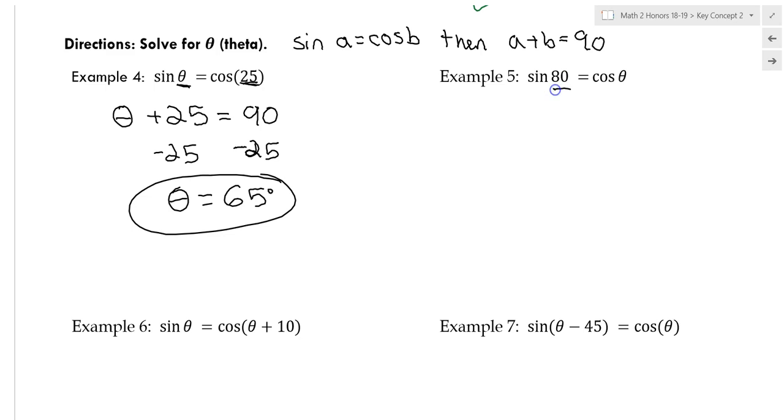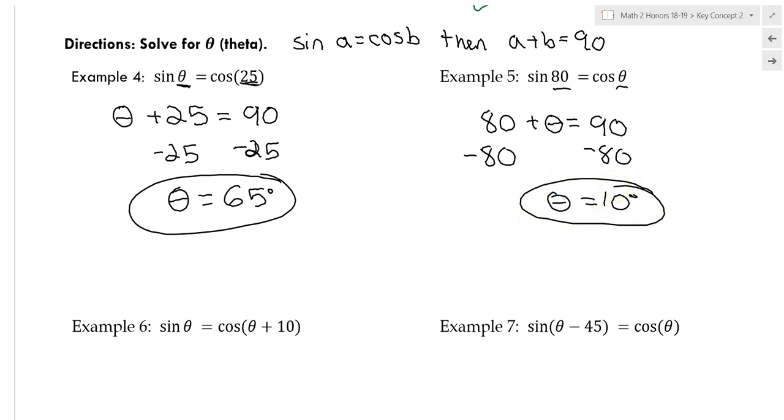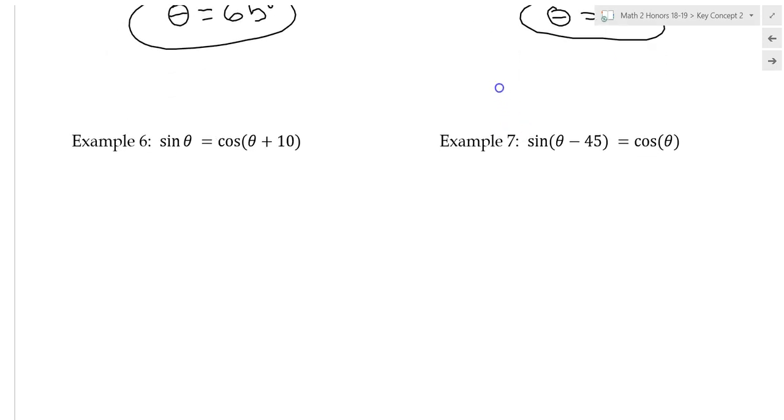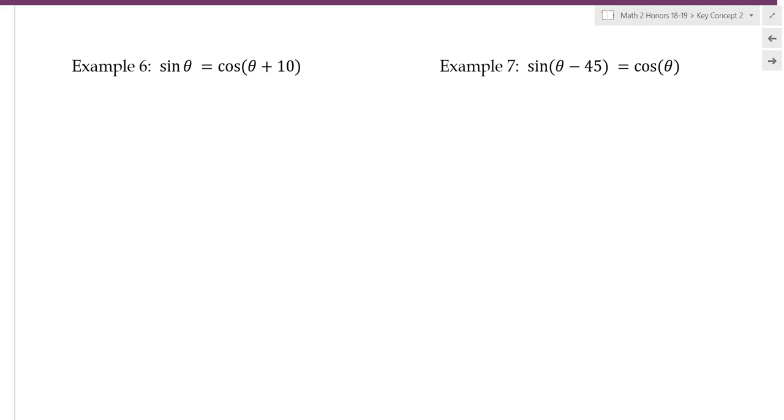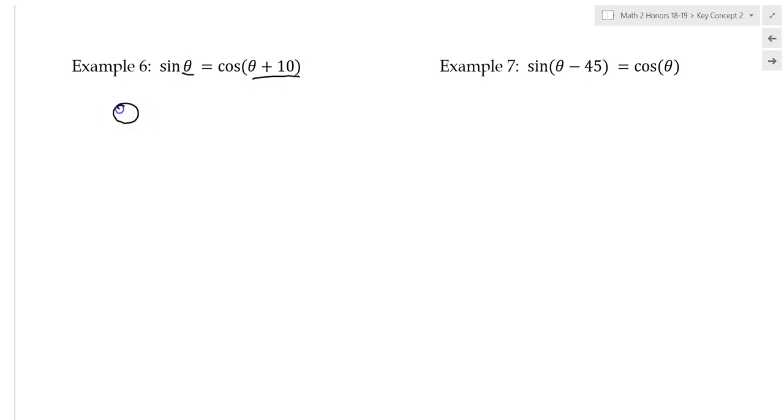Same thing here. Here are my two angles. 80 plus theta equals 90. I'm going to subtract 80 from both sides. Theta equals 10 degrees. Last two. I have sine of theta equals cosine of theta plus 10. Here's my angle. Here's my angle. Theta plus theta plus 10 equals 90.